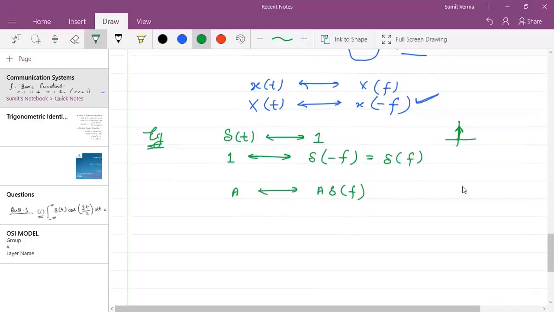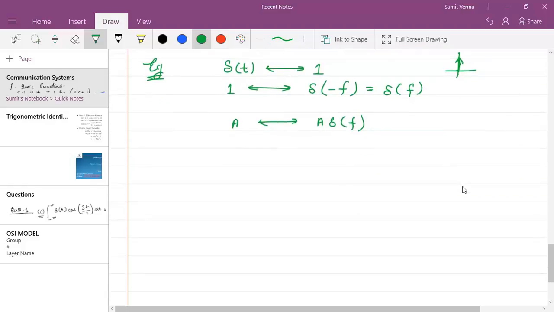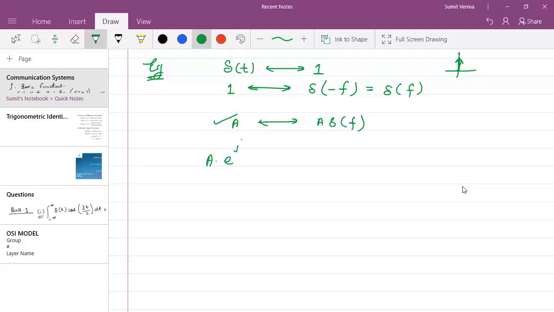Now let's use another property with this one. There is a value a, and I am multiplying it with a factor of e to the power j 2 pi f naught t. This is the frequency shifting property, which we have studied above. So this becomes a del of f minus f naught. So this is getting shifted in frequency by a factor f naught.